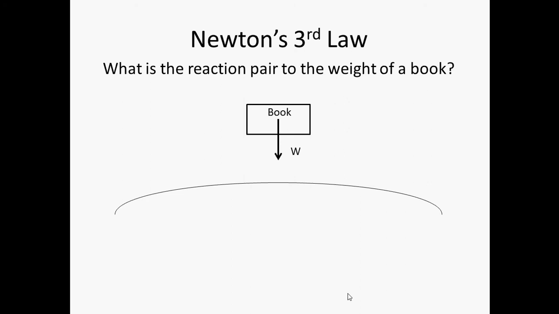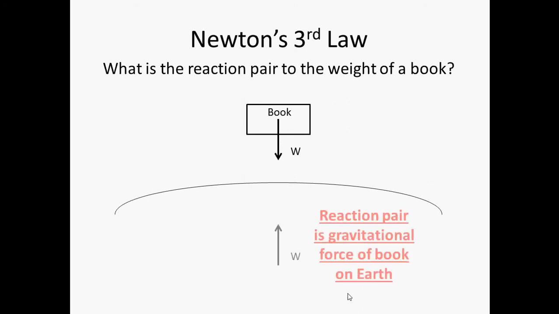As we learned in the four characteristics of Newton's third law, the reaction pair has to be the same type of force, and it has to act on separate bodies. So definitely it cannot act on the book. So where does it act? And definitely it has to be a gravitational force because it has to be the same type of force. So the answer is actually the force that the book exerts on the earth.